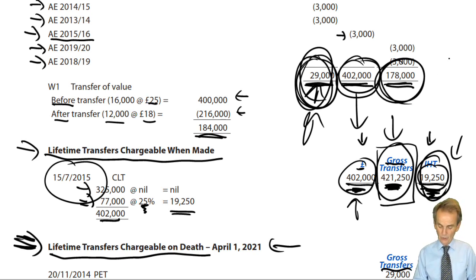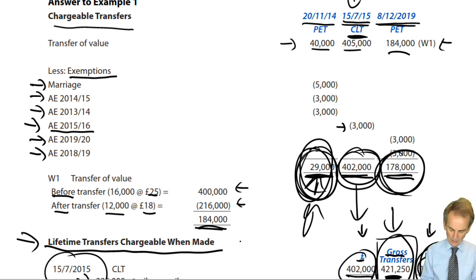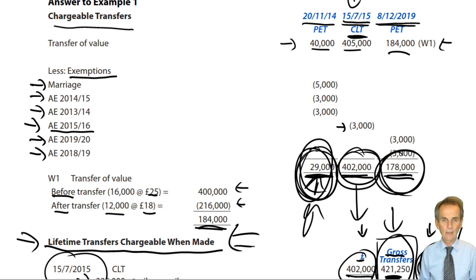Once you've dealt with that one, of course, you've then got a further PET to deal with, dated December 19. You know the figure. Establish, of course, whether taper relief would also be relevant for that one. I'll leave you to decide on that. So, can you please complete this computation for me? Pause now, and you have a go at that.